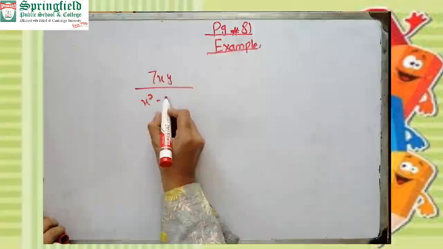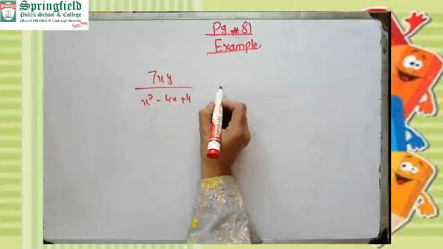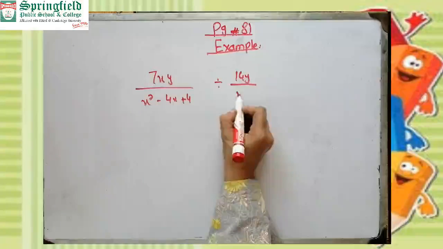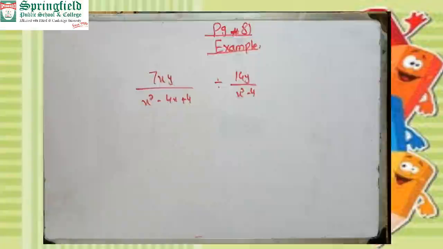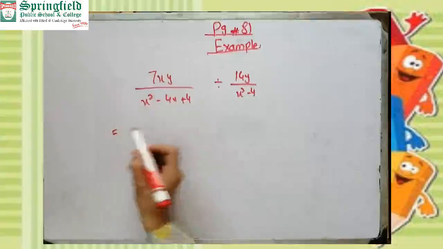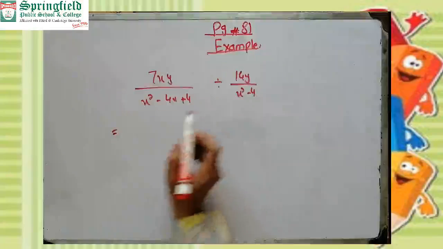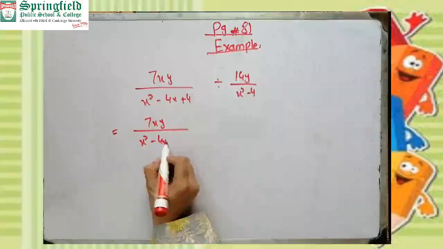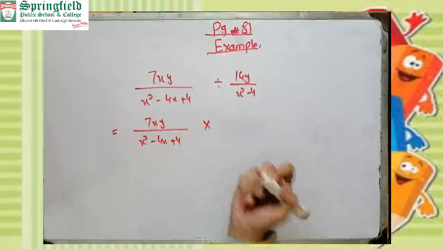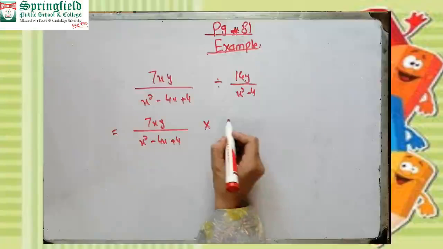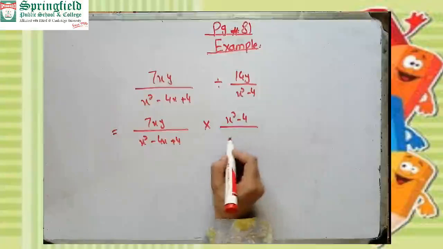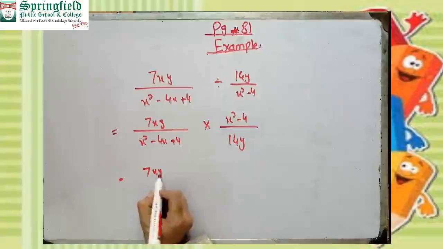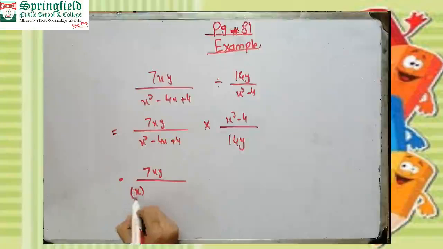x square minus 4x plus 4, then divide by 14y, x square minus 4. So beta, first keep in mind that we will convert the division into multiplication: 7xy divided by x square minus 4x plus 4. Convert the division sign into multiplication, and the fraction will be inverted. It will become x square minus 4 over 14y. Understood?